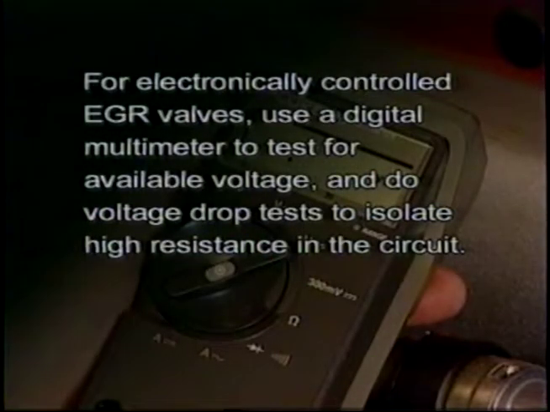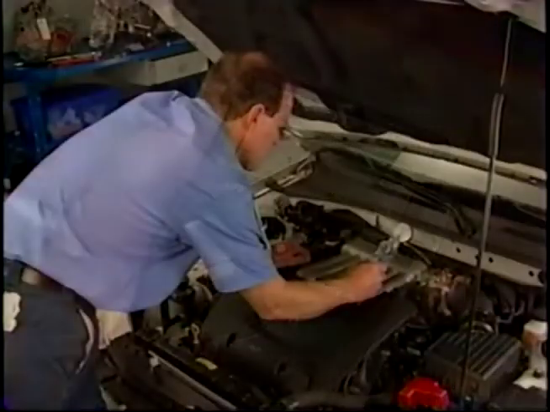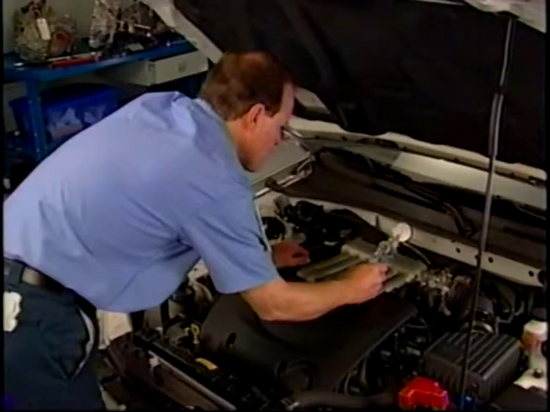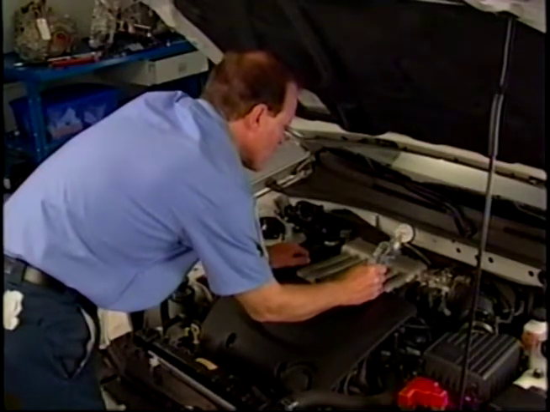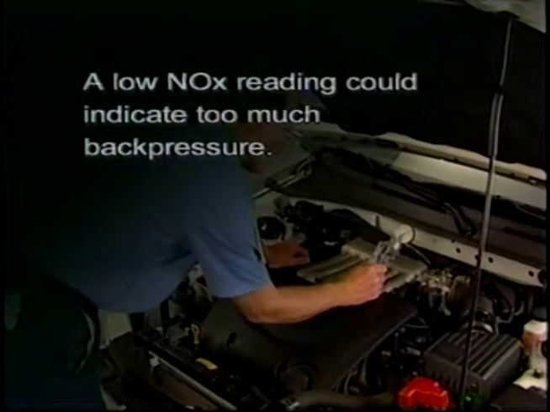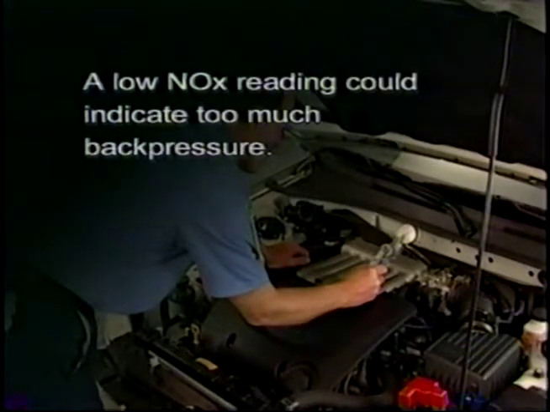For electronically controlled EGR valves, use a digital multimeter to test for available voltage and do voltage drop tests to isolate high resistance in the circuit. If everything looks okay, check to see that exhaust back pressure is available for the EGR to work. A low NOx reading could indicate too much back pressure.